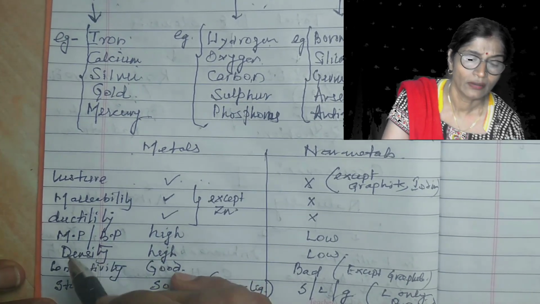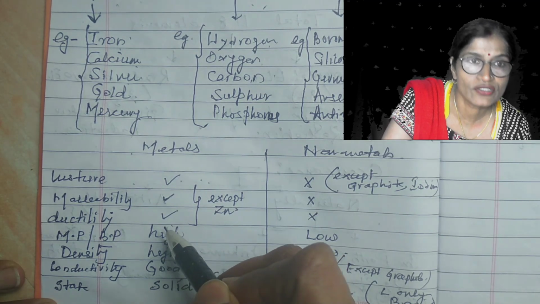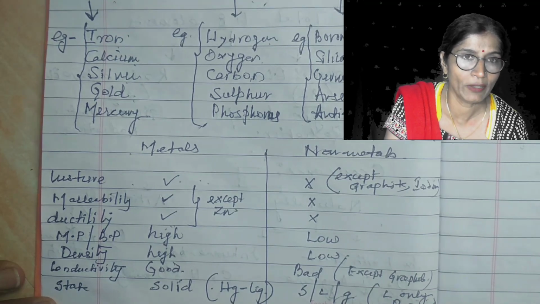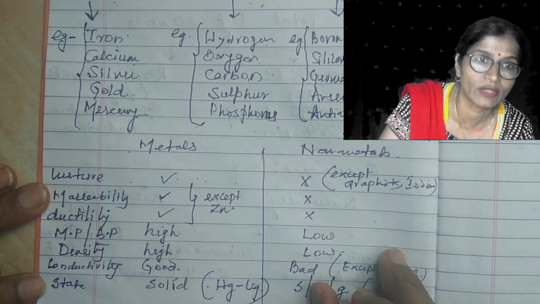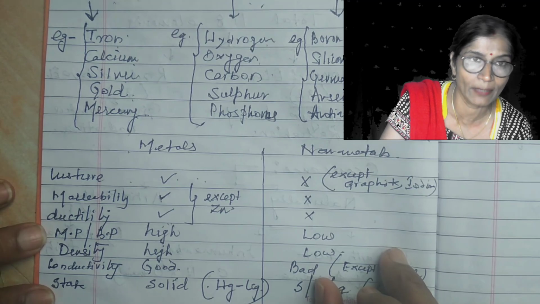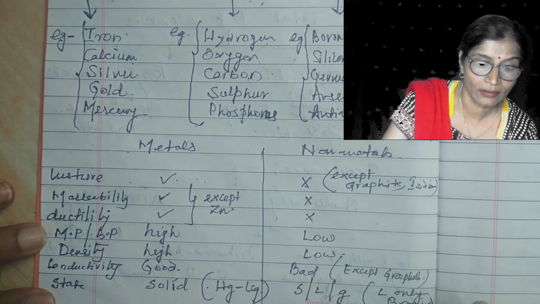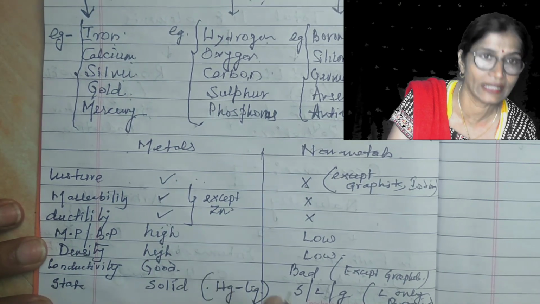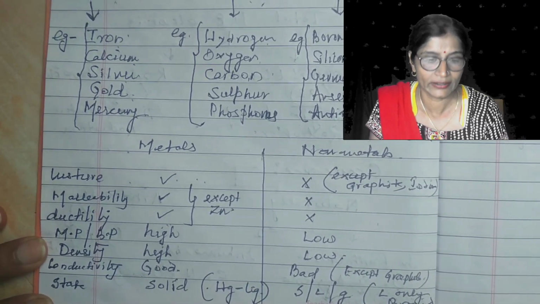Next is ductility. Wires can be drawn from metals, like gold wire, silver wire, copper wire. You have heard about this. But non-metals cannot be converted into wire form, meaning they are not ductile. But nowadays carbon fibers are prepared, that is the exception. Metals generally are malleable and ductile. The exception is zinc, which is neither malleable nor ductile.